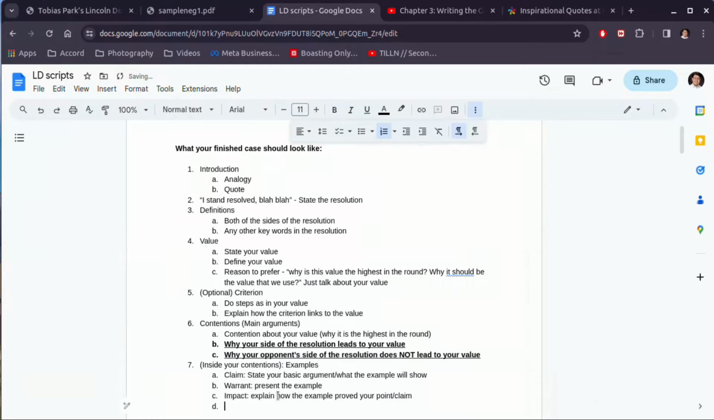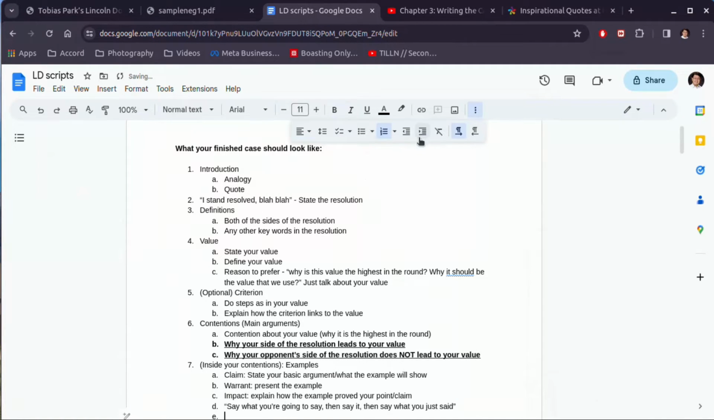So another way to think about this is, you may have heard this before, this is a common saying, but when you're explaining something, first you say what you're going to say, then say it, then say what you just said. So what do I mean by that? This again goes back to claim, warrant, impact. Your claim is you say what you're going to say. I'll show an example of that later. Then you say it with your example, you present your example, and then in the impact, you say what you just said.